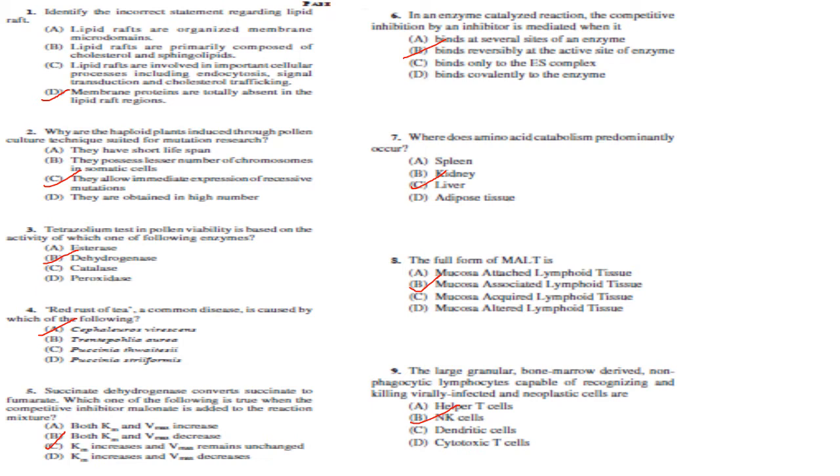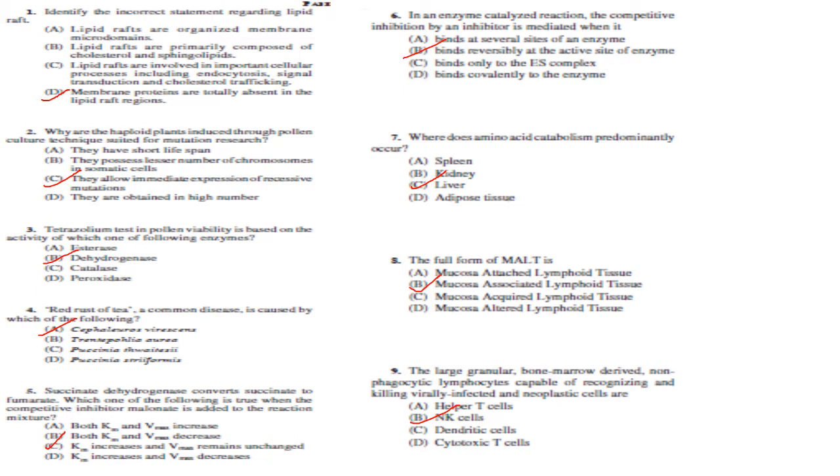Then next one. Why are the haploid plants induced through pollen culture technique suited for mutation research? Pollen culture is a technique of production of haploid plants by the culture of pollen grains obtained from the anther of the plant, and it is done under aseptic conditions and inoculated into an artificial media of known composition. And why are the haploid plants induced through pollen culture technique suited for mutation studies?